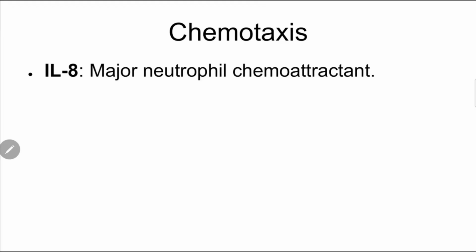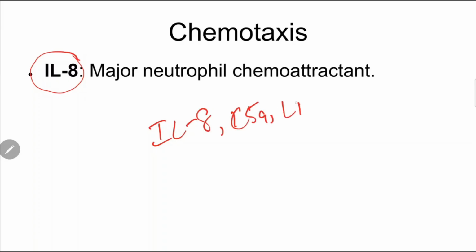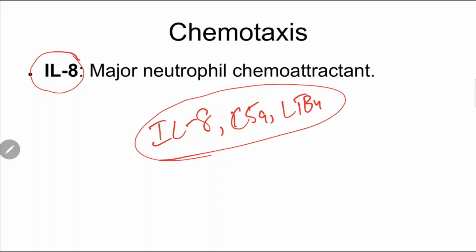Next, you have chemotaxis. The one interleukin that I want you to know is interleukin 8. It is extremely high yield that you know that interleukin 8, and I have talked about this before, interleukin 8, C5a, and leukotriene B4 are your 3 major neutrophil chemotactic factors, right? So if these are present at any site in your body, your neutrophils will get attracted to it and reach where they are. These 3 are extremely high yield and I want you to memorize them.